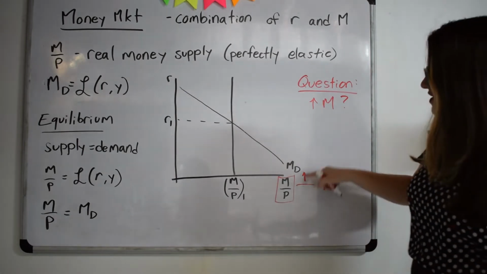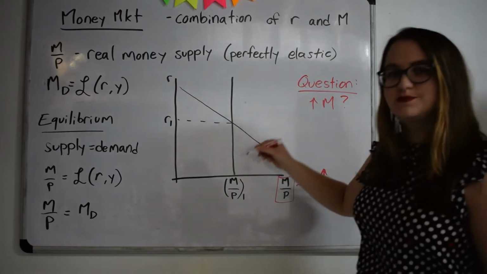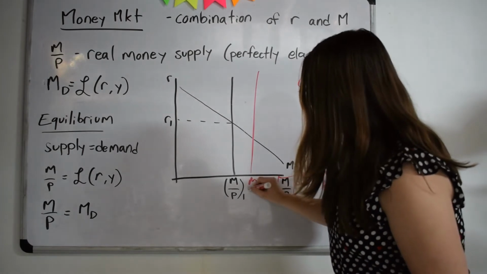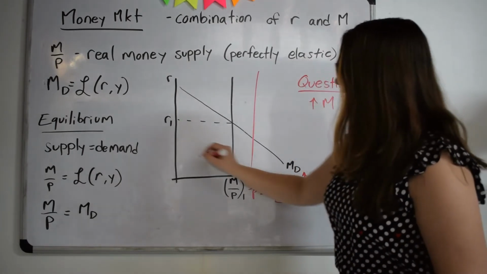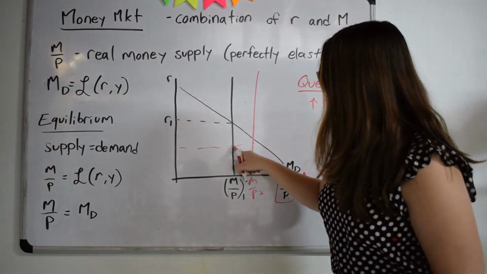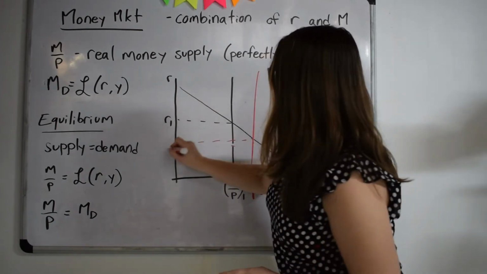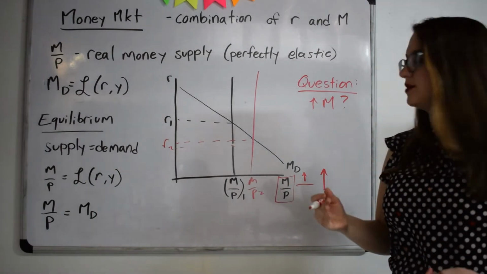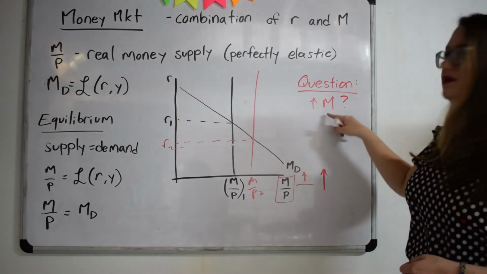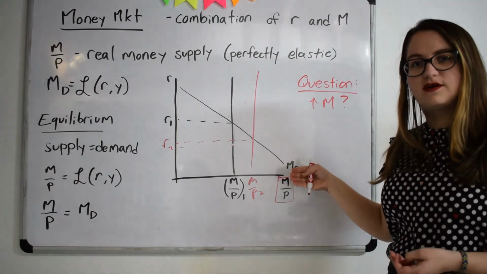That's okay. As we increase M, the fraction will get bigger, so we're going to be moving this curve to the right. This is the new M over P2. Then we can find the new equilibrium. Ooh, that's a terrible line. Okay, let's try that again. There we go. R2. So our new equilibrium will be R2 and M over P2. As the Federal Reserve increases the nominal money supply, our interest rates will fall.